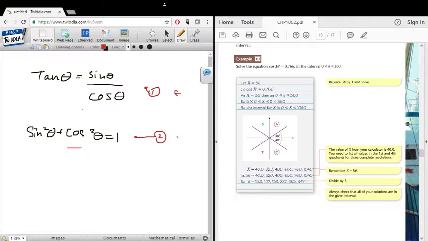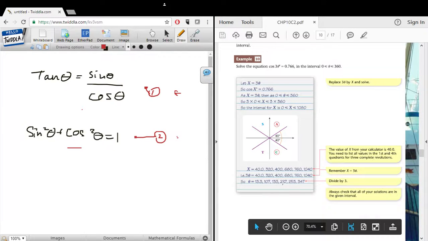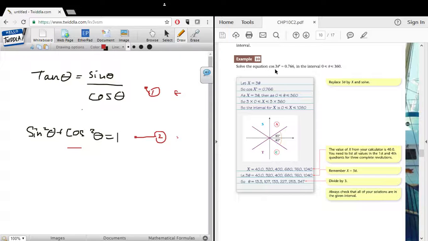So you can see that these are all the points: 40, 320, 400, 680, 760, and 1040. And then we revert back to using our original angles, which is 3 theta. And since we are bounded by theta, this interval 0 and 360, we divide everything by 3. So we can see that these are all the points which satisfy this particular equation here, or this particular question here.